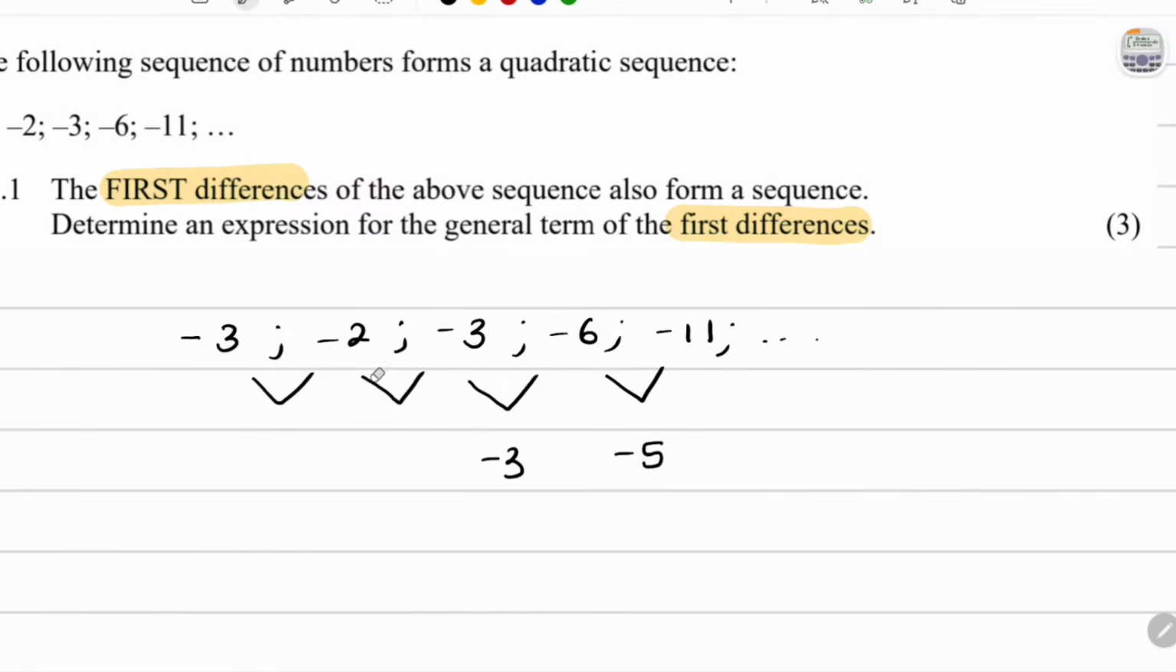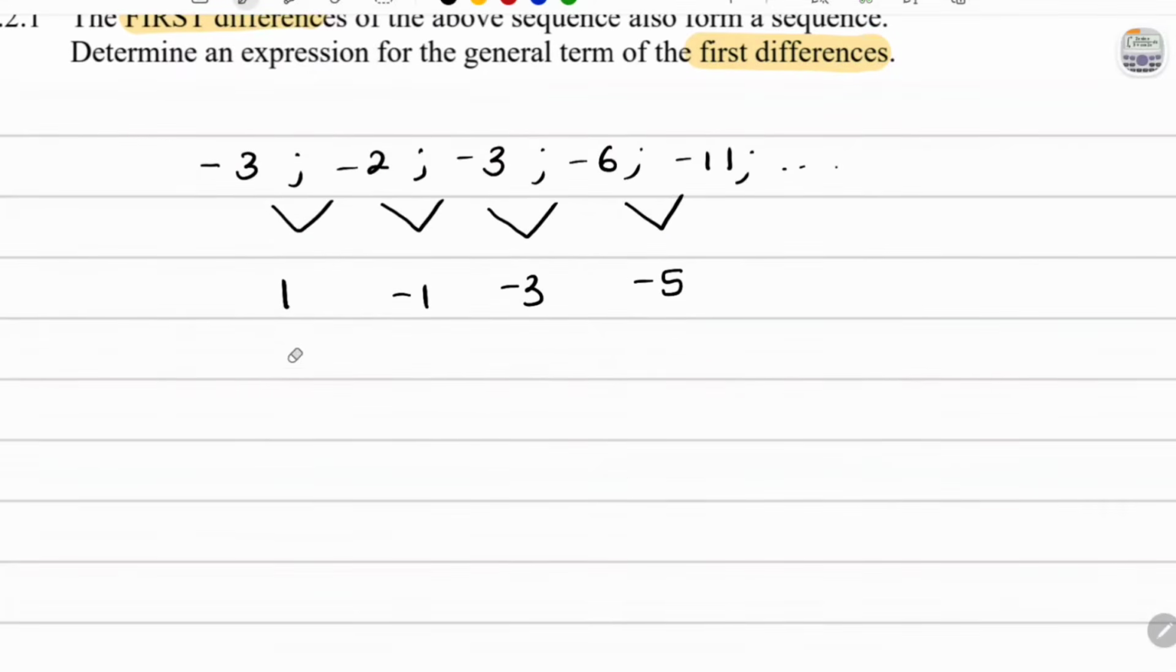Then -3 minus -2, which is really -3 plus 2. -3 plus 2 gives you -1. And then lastly, -2 minus -3. So -2 and becomes +3. So that is +1. Okay. So this is the sequence that they're referring to. That is your first differences.